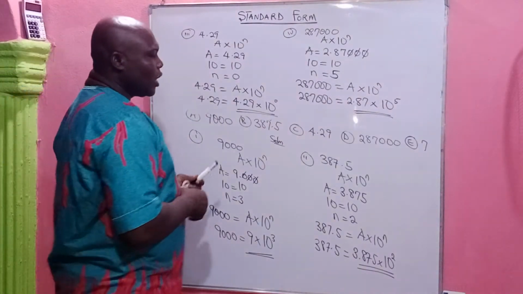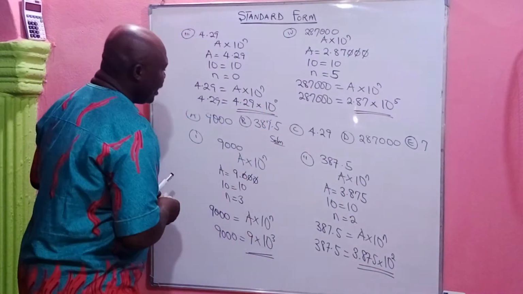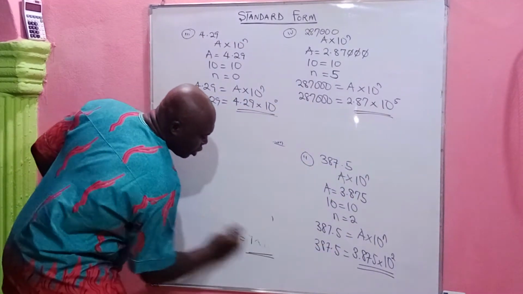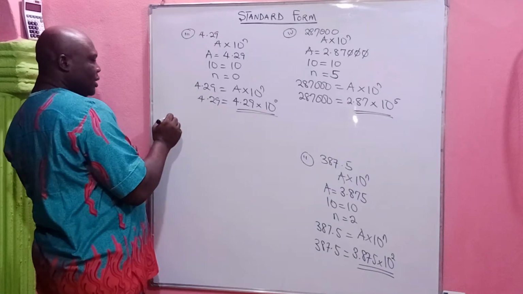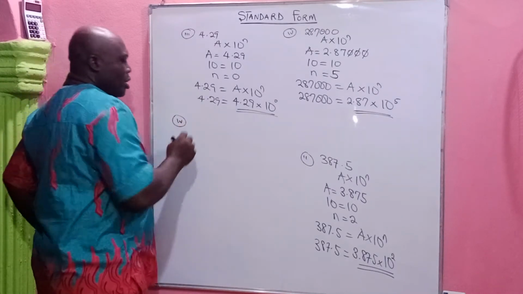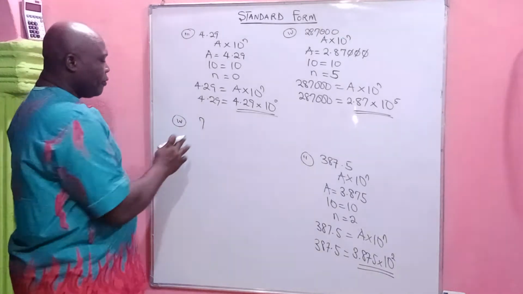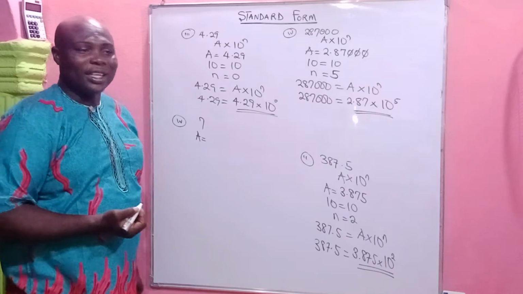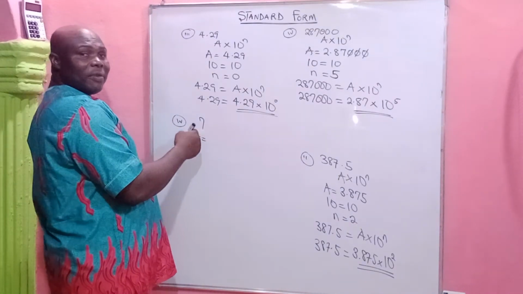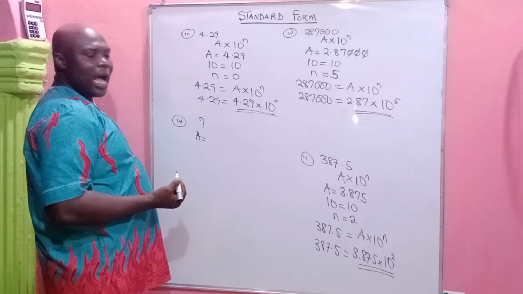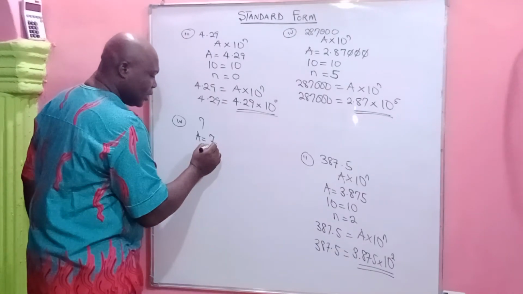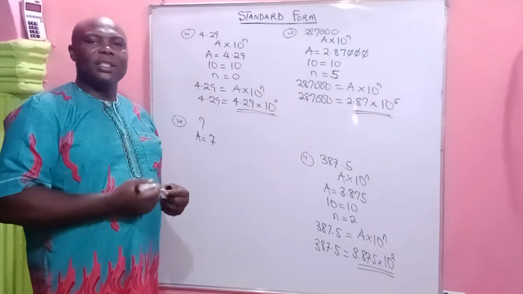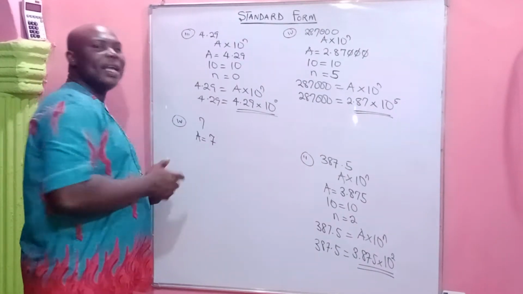Okay, so we want to express the last one, 7, in standard form. How do we express 7 in standard form? The D part, or the fifth one, 7 we want to express in standard form. So our a will be to position the decimal point after the first significant figure. And of course, 7 itself has its decimal point at the end of 7. And of course, you're not going to move it again. It will still be there, 7 point. 7 point, all right? It's still after the first significant figure. So the decimal point remains where it is.